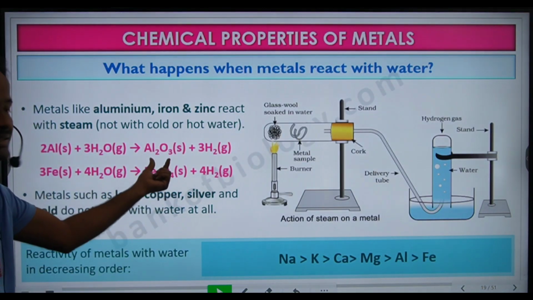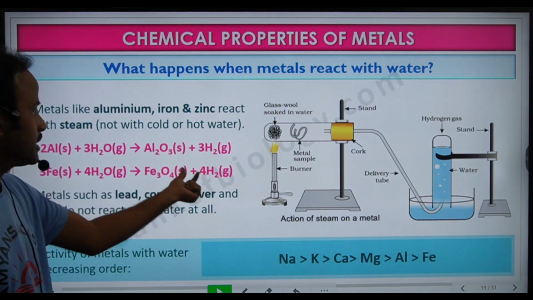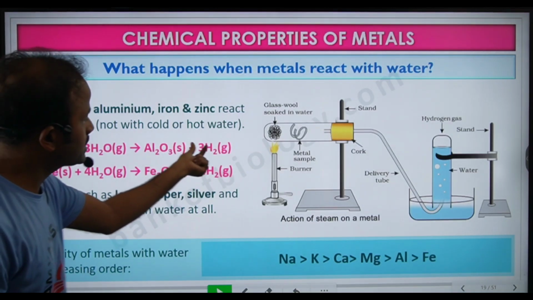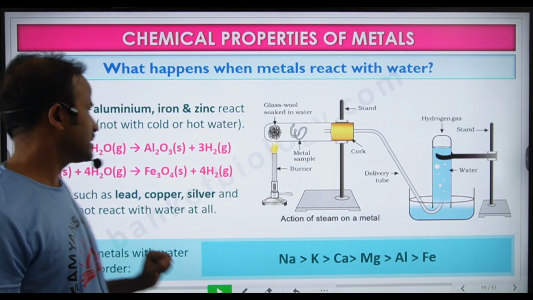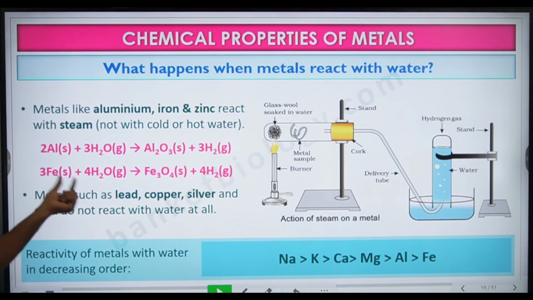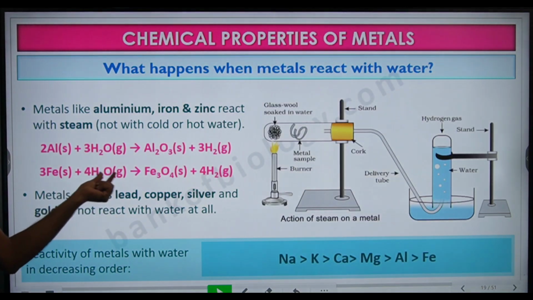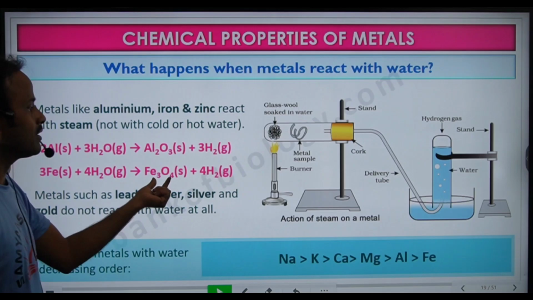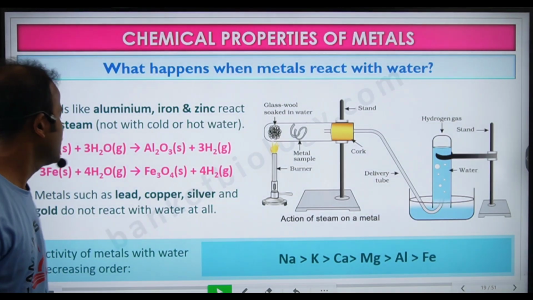It is forming only oxide, aluminium oxide only you are getting, and in this case also it liberates the hydrogen gas, right? So iron also, when it reacts with the water in the steam form, it can react with the steam only and form the ferric oxide solid, and it liberates the hydrogen gas.